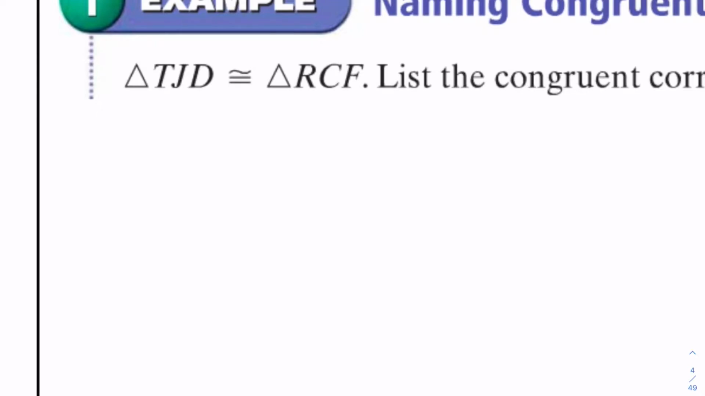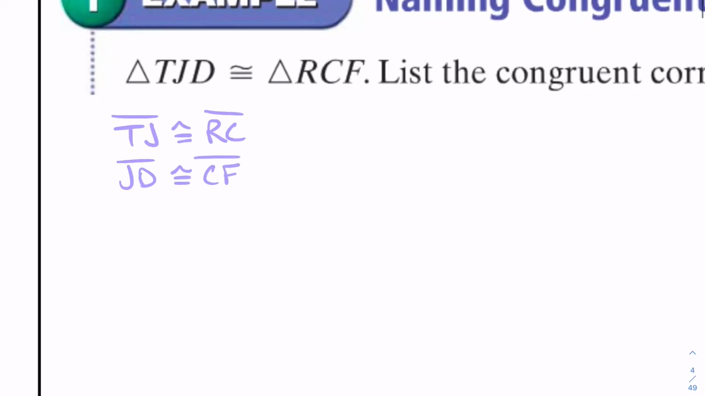And also the same thing goes for my sides. So let's do a couple of these. So I'm going to say side TJ is congruent to side RC. Side JD is congruent to side CF. Those are the second 2. Now the first and last one. So I'll do TD is congruent to RF. So I've done all 3 combinations.